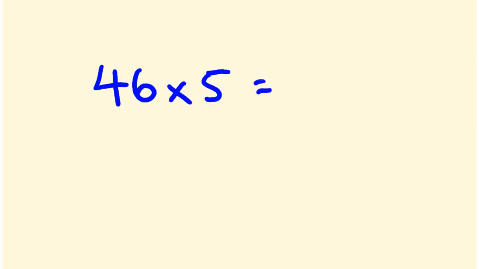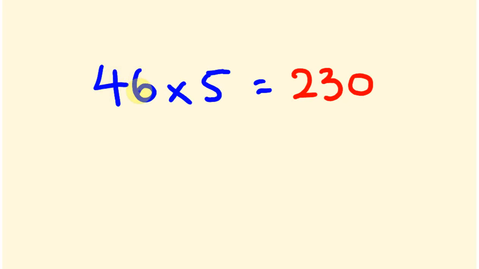So say you were asked the following question. Say you had to work out instantly 46 times 5, or you wanted to know that pretty rapidly. The method I'm going to show you is that we halve the number we're multiplying by 5. So half of 46 is 23. Then we just multiply our answer by 10. We just put a 0 on the end. So 230. That's how easy this is, right? What we did is we halved our number and we just put a 0 on the end.